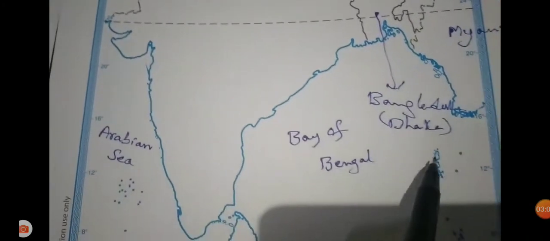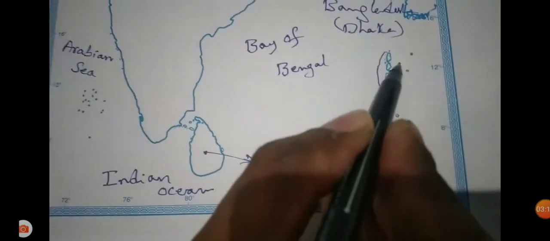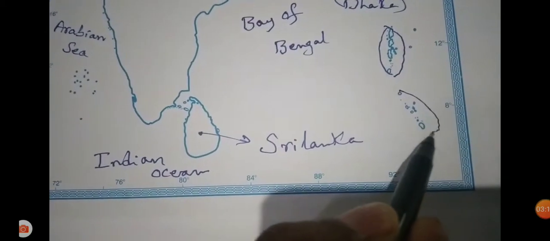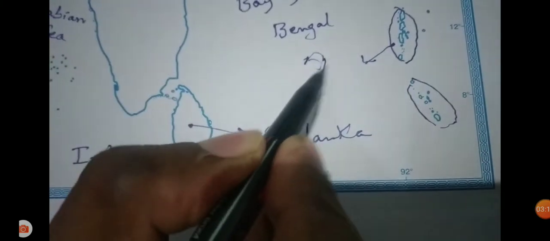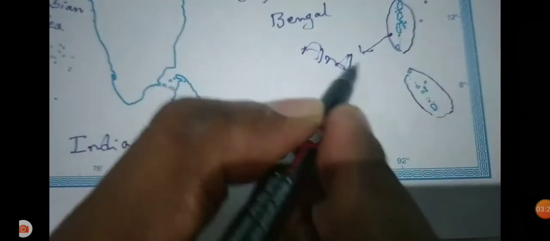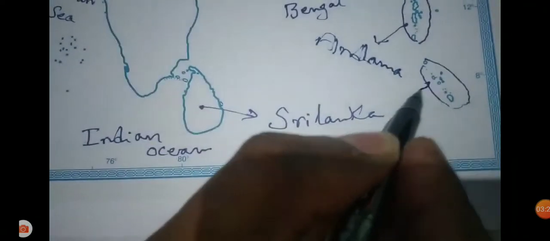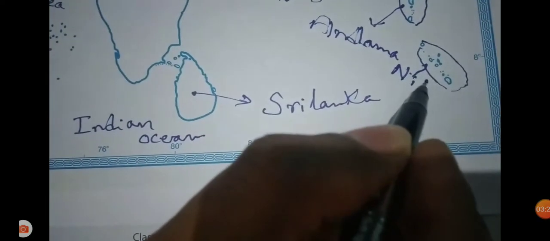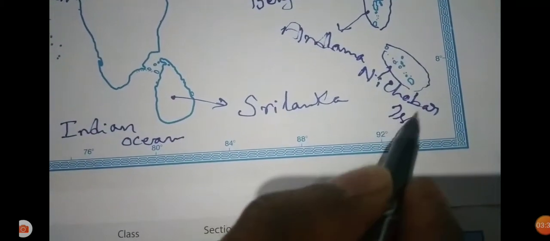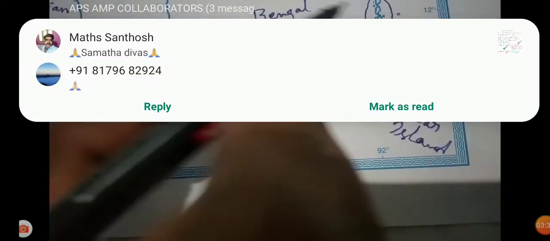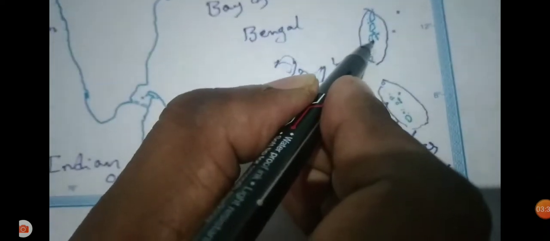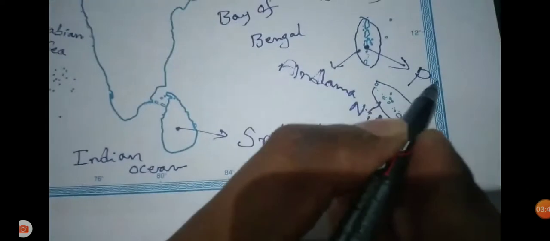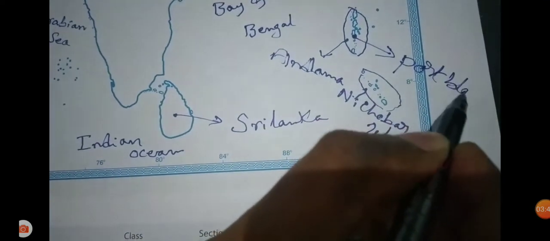Later you have to identify some important locations. This is the Bay of Bengal, and two island groups are there, the Andaman and Nicobar Islands. This one is Andaman, the northern group. The southern group is Nicobar. So, Andaman and Nicobar Islands. The capital of the Andaman and Nicobar Islands is Port Blair.